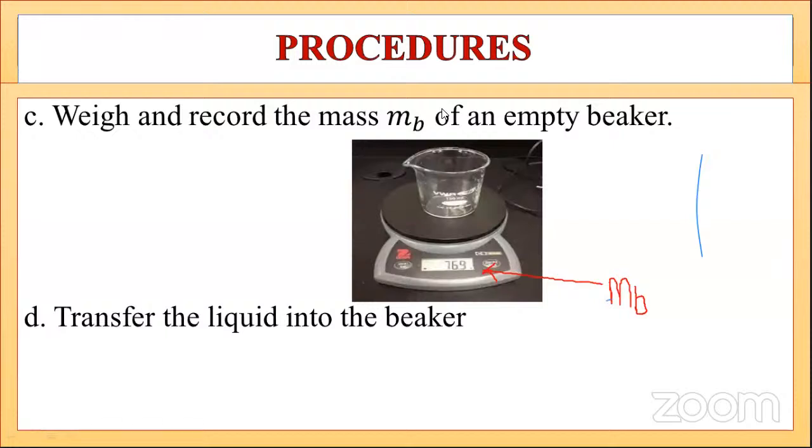And we said to get the volume of the liquid, you use the measuring cylinders. To get the mass of the liquid, you use a beaker.